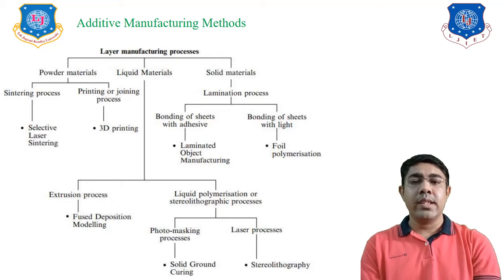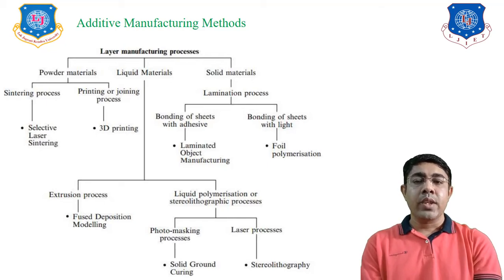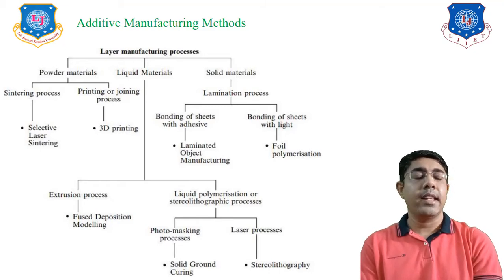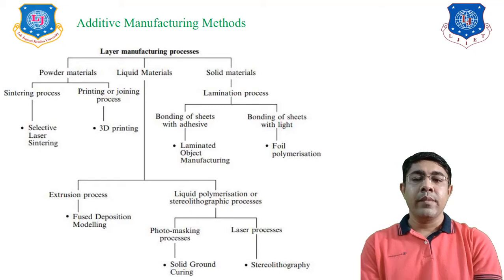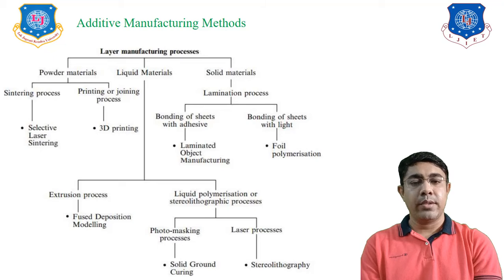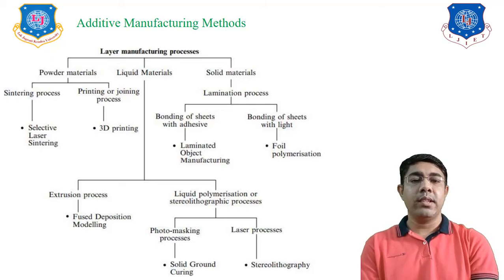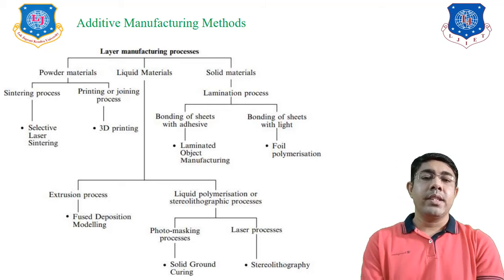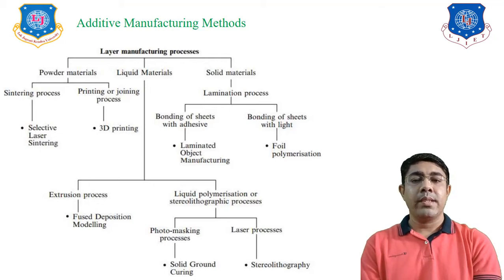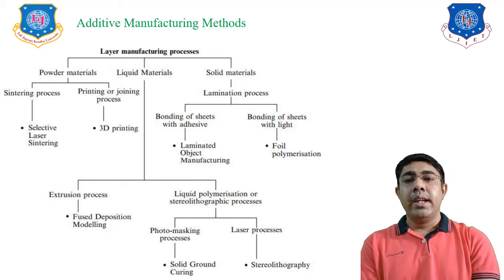For liquid materials, there are two principles: the extrusion process and liquid polymerization. In liquid polymerization, two types of techniques are used: first the photomasking process, and second the laser process. In the laser process there is stereolithography. We also learn stereolithography, which is based on the principle of liquid polymerization, where a laser is used to make the polymerization.